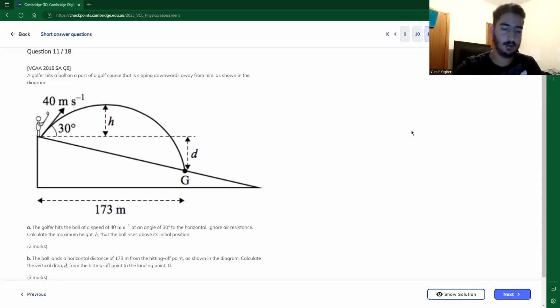Okay, so we got the vertical speed component initially, which is 20 meters per second. That's initial. Now we're going to use the formula v squared equals u squared plus 2as.